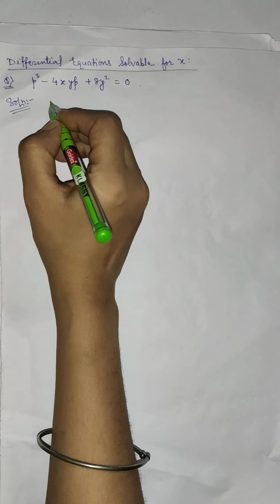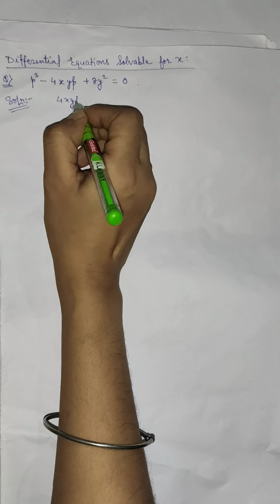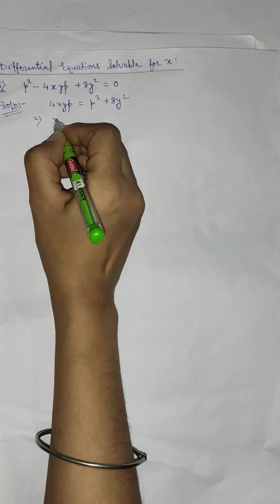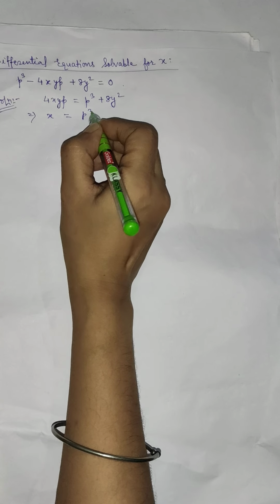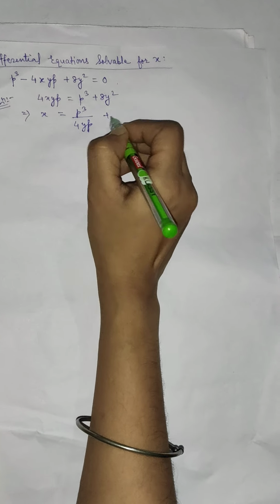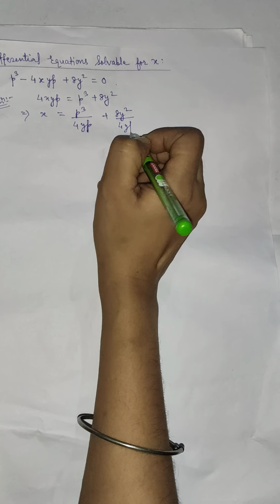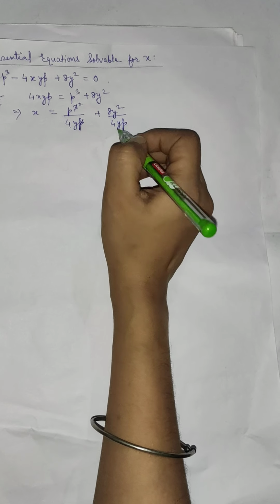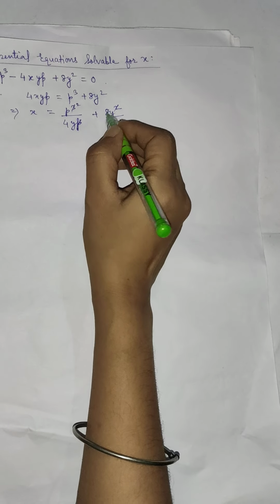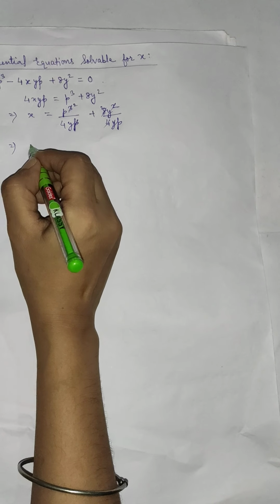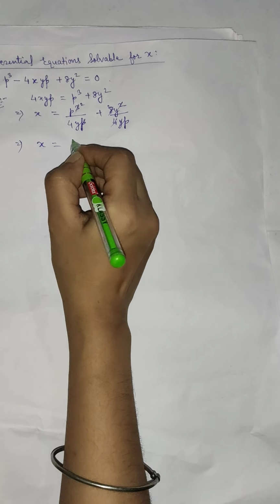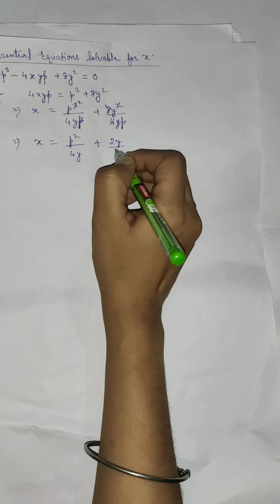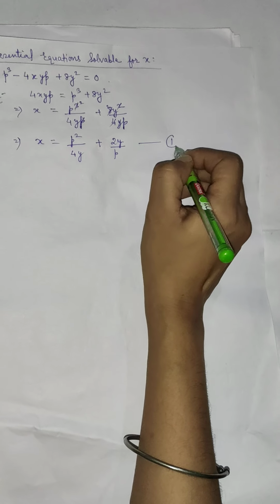So regarding its solution, we can write 4xyp is equal to p cube plus 8y square. So we have x is equal to p cube by 4yp plus 8y square by 4yp. Here p will get cancelled, here y will get cancelled, 2 times 8, then we will have x is equal to p square by 4y plus 2y by p. We will take this as equation 1.